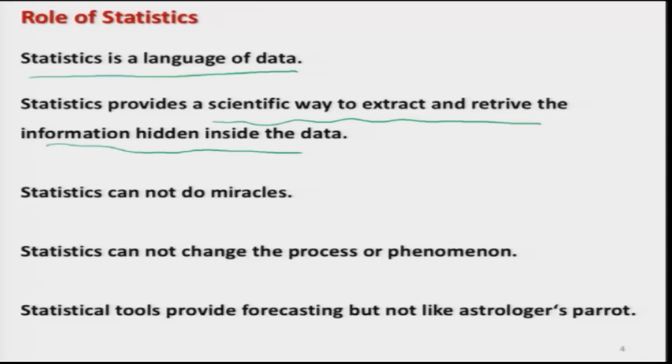For example, if somebody is speaking to us in sign language, then it depends on our capability how correctly I can interpret it. So remember one thing, statistics also cannot change the process or the phenomena. Whatever process is happening, that will happen. And as a statistician, I am not allowed to alter or change the process.